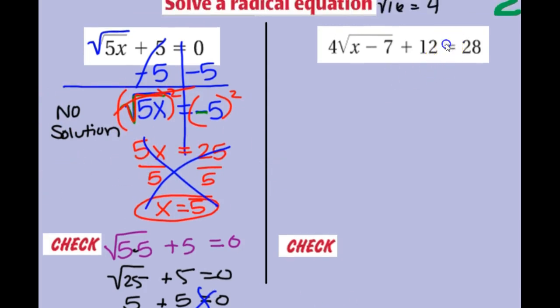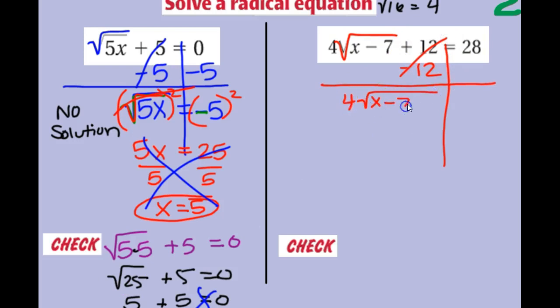Alright, let's try the next one. We're going to get our square root all by itself. Get rid of our addition and subtraction first. I'm going to subtract 12. So those eliminate. I have 4 square root of x minus 7 equal to, subtract 12 on this side, that gives us 16. And then this is multiplied, so we need to get rid of that multiplication. I'm going to divide by 4. So I have the square root of x minus 7 equal to 4.